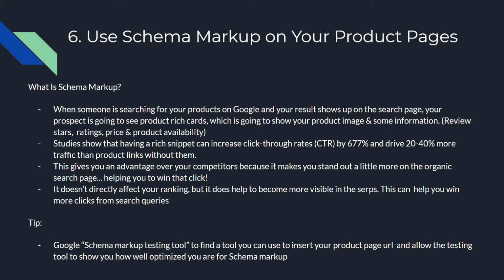So, a quick tip here: you can Google schema markup testing tool and find one. There are a few of them out there. Insert your page and allow the testing tool to show how well you're optimized for schema markup. I would really suggest adding this because it helps you stand out, and it's visually more appealing to the searcher to see elements that draw their eye into wanting to click on your results. So yeah, use schema markup on your product pages.